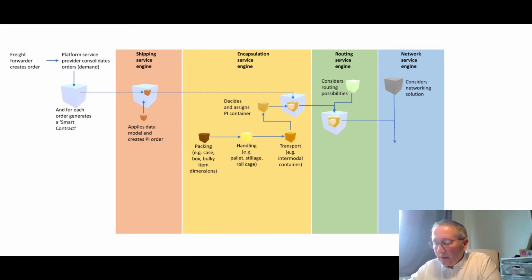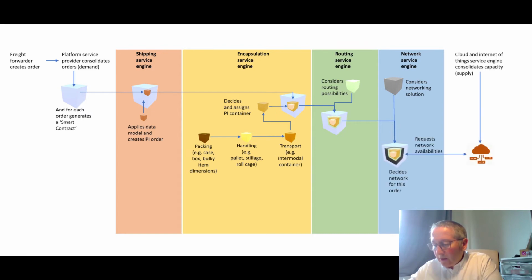The network service engine then considers networking solutions. To do this, the network engine requests information on availability within the network, which means that the networking engine will have to interrogate external data, other hubs, other platforms. And here, the cloud-based Internet of Things service engine consolidates capacity within the transport routes that are shortlisted as possible solutions for this distribution problem.